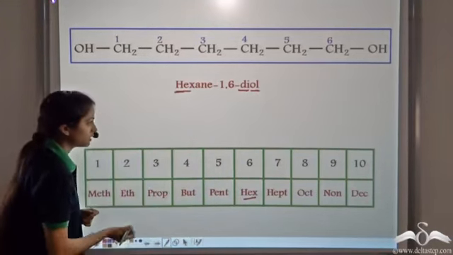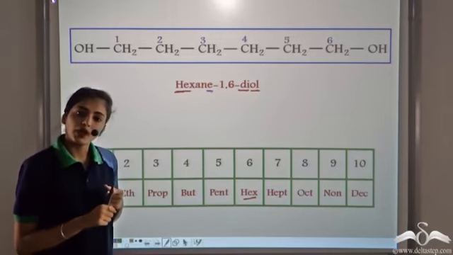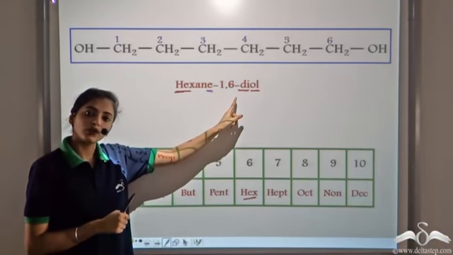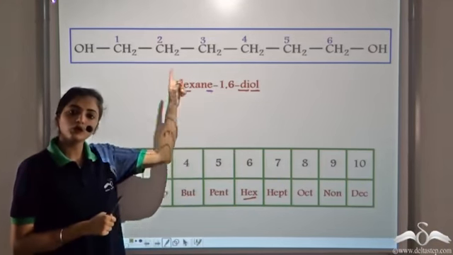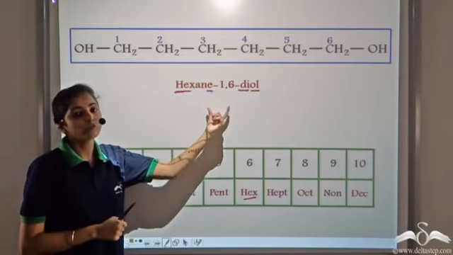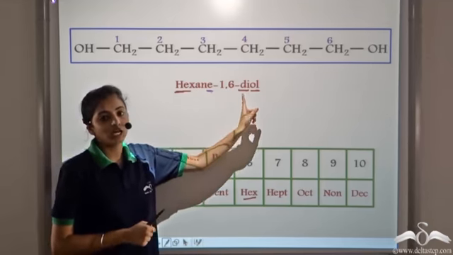Observe that we do not ignore the E of hexane. In case there was only 1 alcohol group, we ignore this E and we use the suffix -ol. But in this case, since we have 2 alcohol groups, we write the complete name, which is hexane, followed by the positions of the 2 alcohol groups, and then diol.